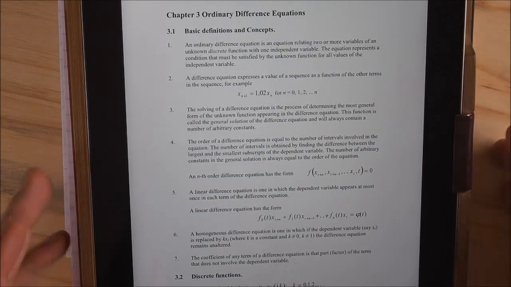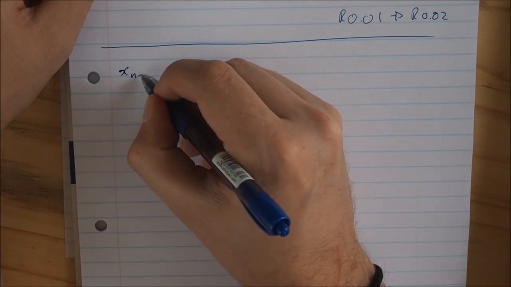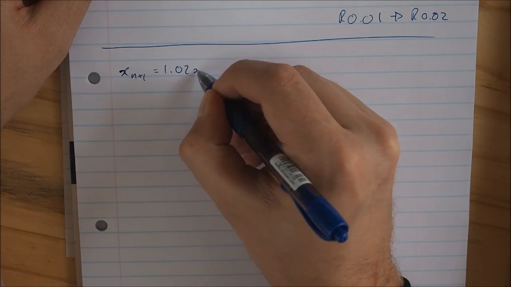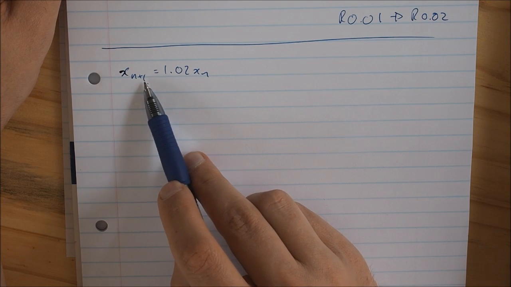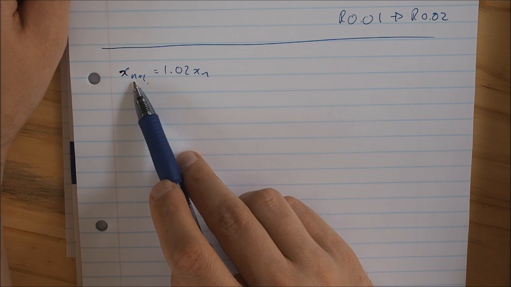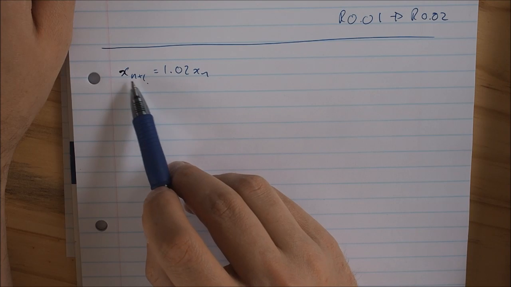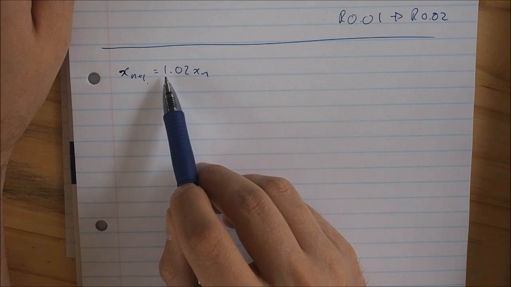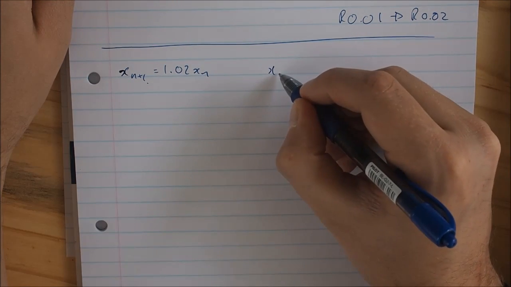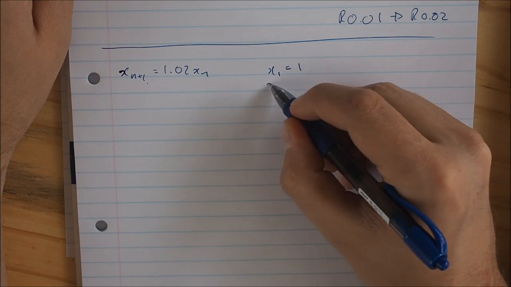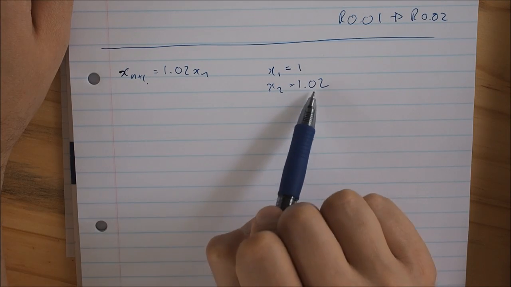So a good example here: x_{n+1} = 1.02 x_n. So we say that x_{n+1} is equal to 1.02 x_n. So the value of x at the next time step, or the next point in whatever n is measuring, let's say it's time. So we could say that the amount of bacteria tomorrow, at n+1, is going to be 1.02 times the amount of bacteria today. Okay. And so if x_1 is equal to 1, x_2 is going to be 1.02. So that's how much there is today, and that's how much there is tomorrow.